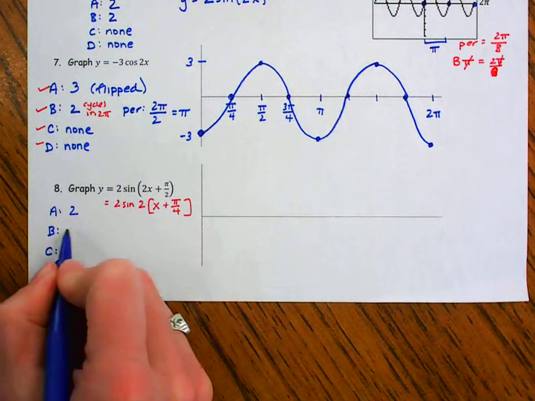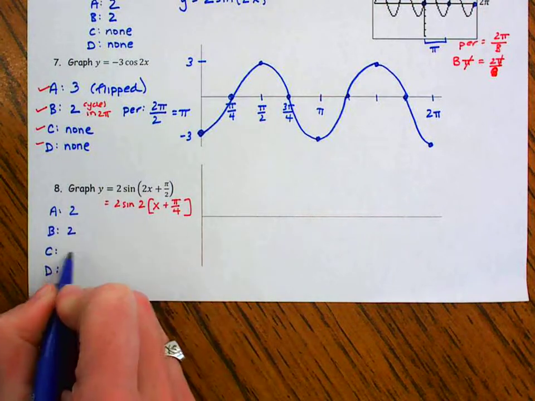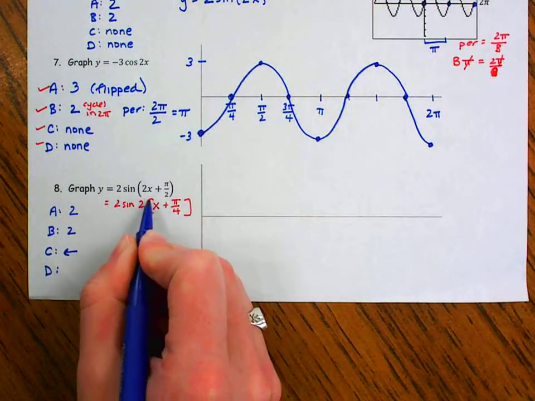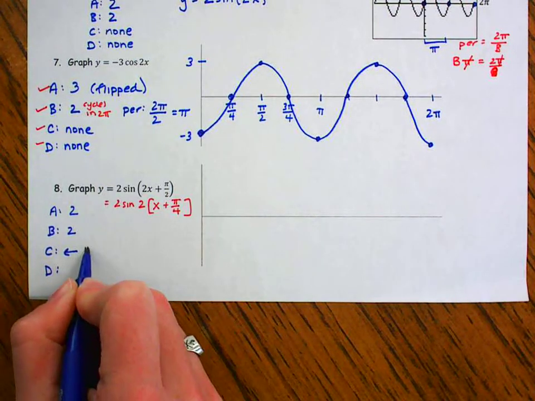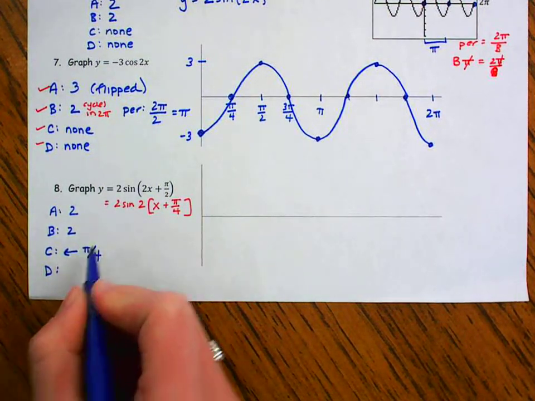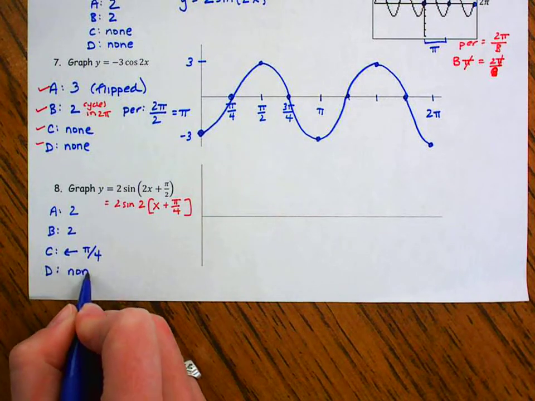So my b is 2, but now I can see my phase shift. My phase shift has a plus sign, but remember things inside of grouping symbols like parentheses or brackets are going to be the opposite. So we're going left pi over 4. And then there's nothing at the end. There's no shift up or down.